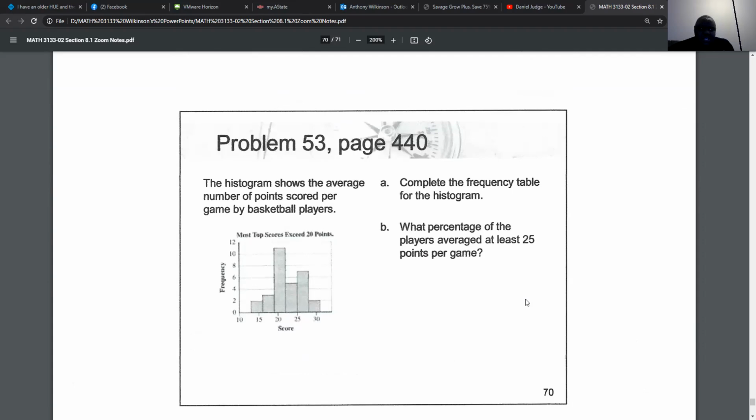Let's take a look at this particular problem, number 53 on page 440. The histogram shows the average number of points scored per game by basketball players. Here I want to complete the frequency table for the histogram, and find what percentage of the players average at least 25 points per game. So let's start with the frequency table.